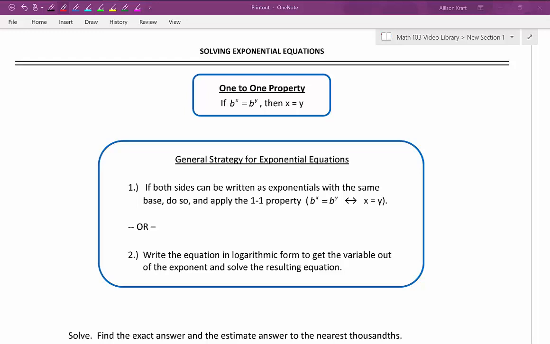Our general strategy for solving exponential equations is first, you want to try to use the one-to-one property. It's the much easier route. If both sides can be written as exponentials with the same base, do that and apply the one-to-one property. Simply set the exponents equal to each other. This doesn't always work though, so our plan B is to rewrite our exponential equation in logarithmic form to get the variable out of the exponent and then solve the resulting equation.